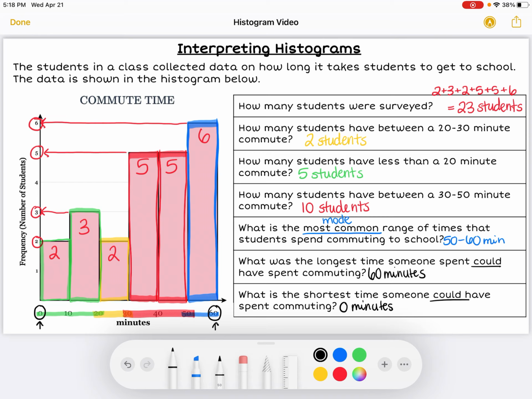Again, it's most likely that a student didn't spend 0 minutes, because I don't really know what that would mean. Maybe they live right next to the school. But we just know that the lowest commute time is somewhere between 0 and 10. So we know 0 is the smallest possible time someone could have spent commuting. Okay? Hopefully this helps you to interpret other histograms.